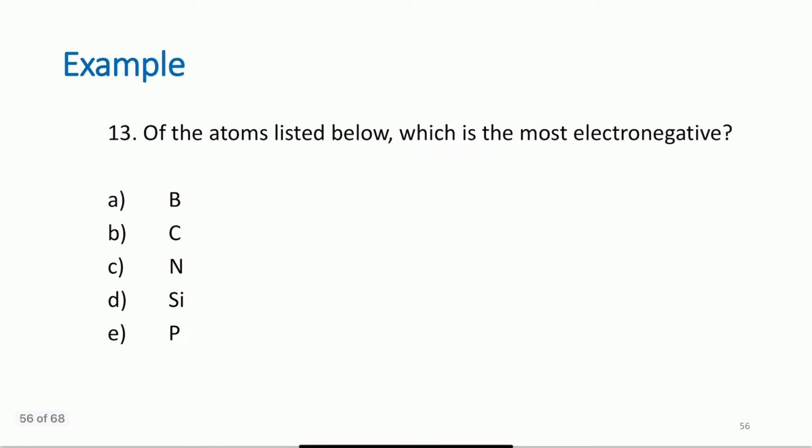Of the atoms listed below, which is the most electronegative? Boron, carbon, nitrogen, silicon, and phosphorus. Remember the trends of the periodic table. Electronegativity increases across and up the table. If I go across and up, I will find nitrogen. Also, nitrogen is the 3rd most electronegative, tied for 3rd with chlorine.